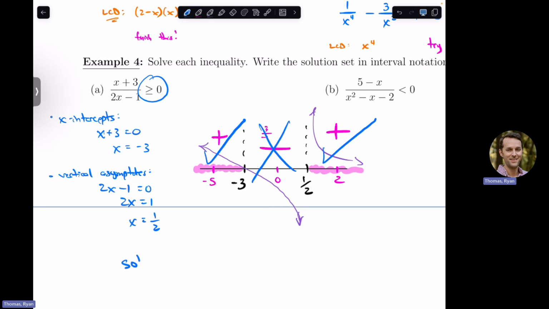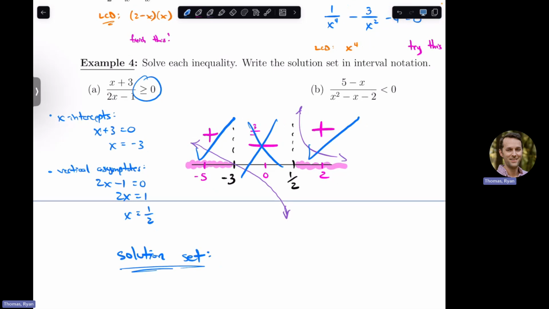Which we are now ready to write down. As an interval or union of intervals, whatever is appropriate, what's the solution set here? Negative infinity to -3. And just don't worry about the closing thing for a second. We'll come back to that. Where else? Union 1/2 to positive infinity. Okay. Now what about the endpoints?